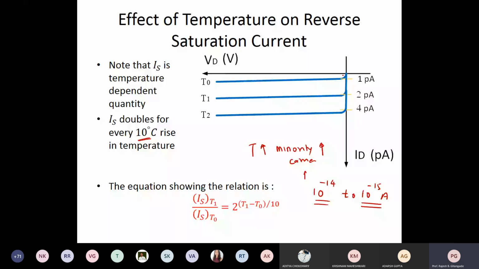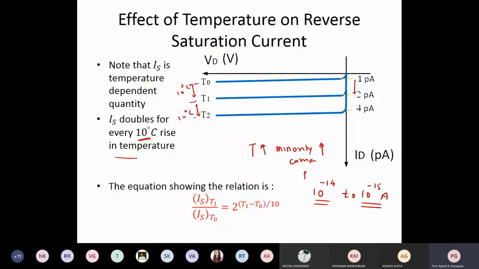So for a lower temperature, say T0, this was the curve. If I increase the temperature and again plot the characteristic, it will be seen over here. It has doubled. Again, for T2, the difference should be 10 degrees Celsius. Here the difference is 10 degrees Celsius. So it doubles for every 10 degrees Celsius rise in temperature. This is also a very important concept.